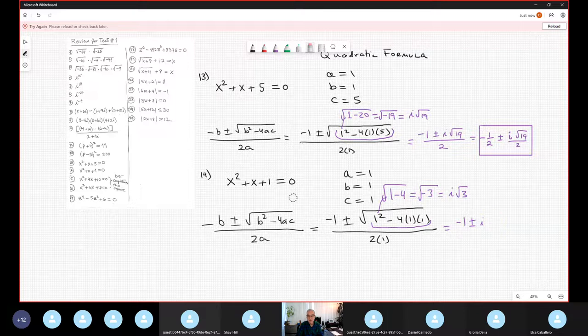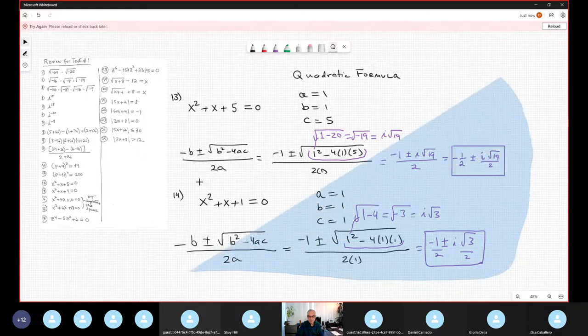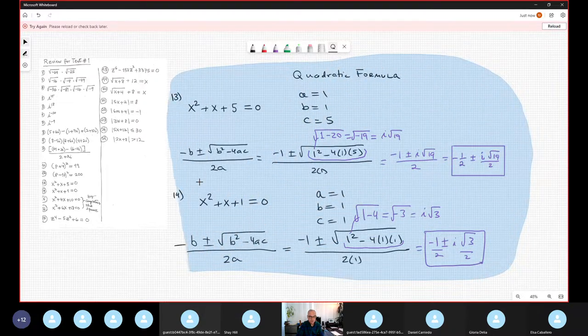So let's directly split the common denominator, 2 here and 2 here. Any questions? What are the formulas? Do you feel strong in the quadratic formula? Yes or no? Yes. Okay.